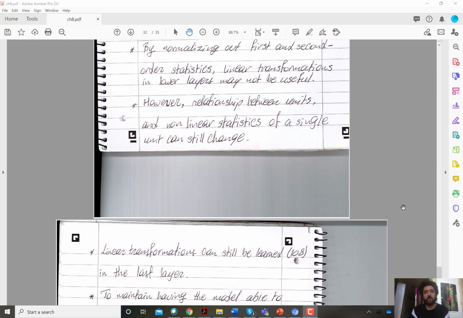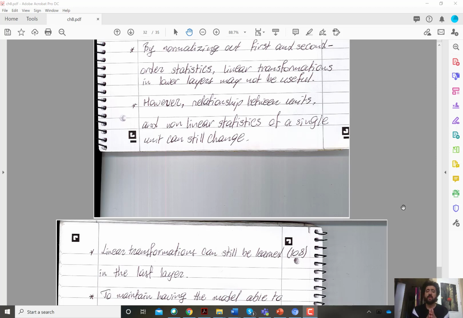variance. Now, the problem is that when you normalize the first and second order statistics of every layer, you deprive the network of applying linear transformations in these layers. So no matter what the network does, no matter what the parameter updates are, you are guaranteeing the normalized first and second order statistics. First order statistic means the mean or the average, and second order means the variance, for every output unit of every hidden layer.